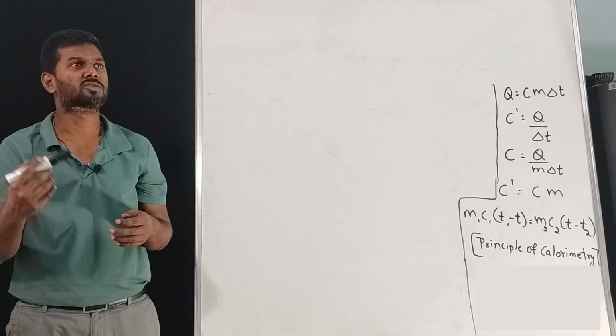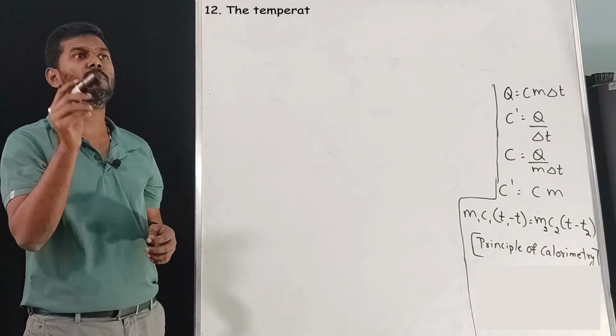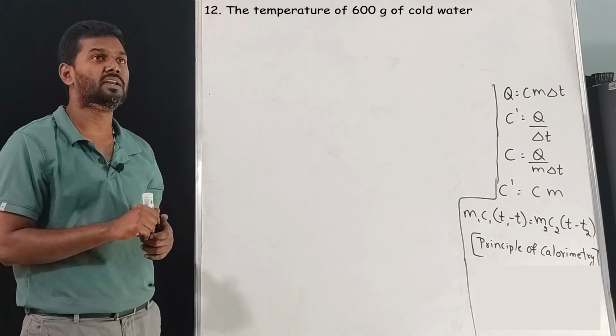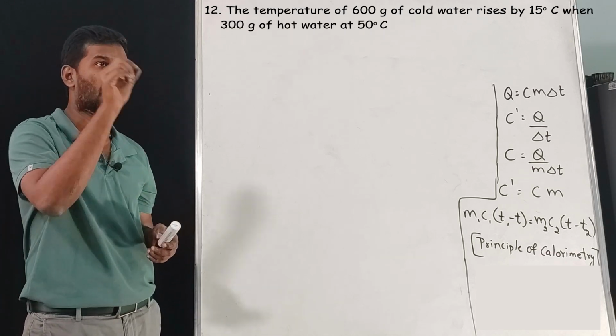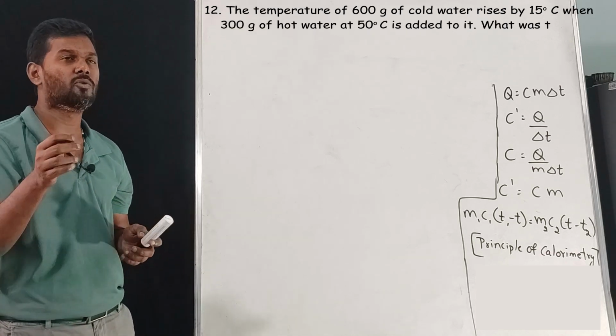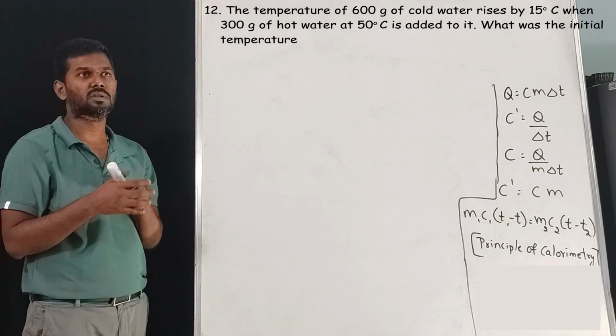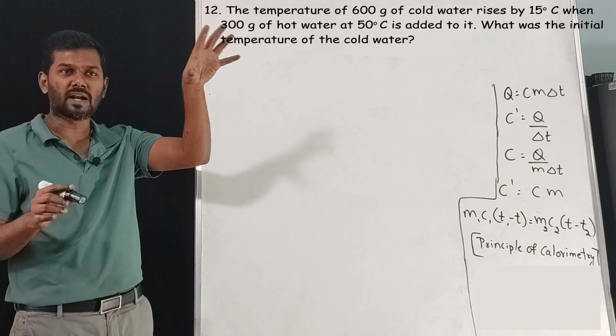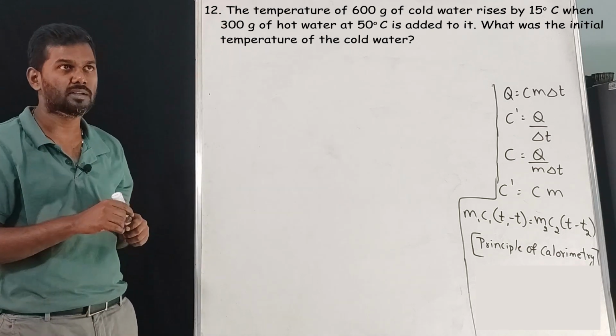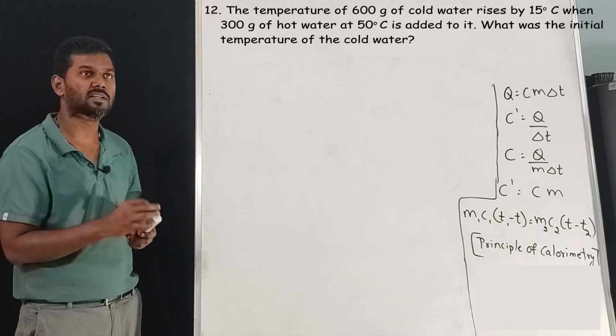That's it. Our next question: the temperature of 600 gram of cold water rises by 15 degrees Celsius when 300 gram of hot water at 50 degrees Celsius is added. What is the initial temperature of the cold water? I know this question will definitely confuse you a little, but if you understand the sentences, we can write it. First we'll write the given data, then we'll understand.